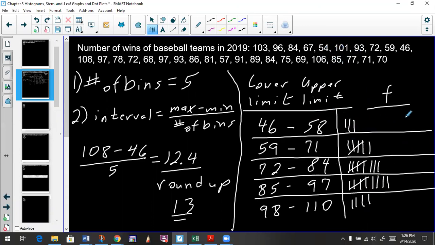So I wound up with 3 in this category, 6, 8, 9, 4. Let's see, that's 9, 9 to 8 is 17, 17 to 9, 26, 30. Good. So that totals 30. So I am good there. And so the next step is going to be to create the actual histogram.